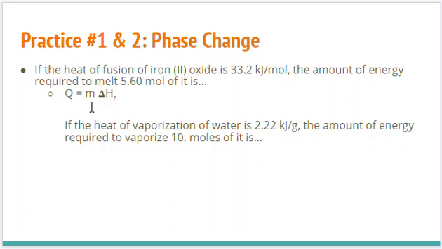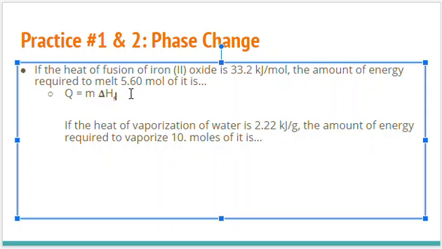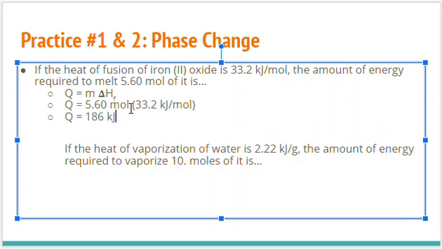So our equation, Q equals m delta H f. Q is the heat, or that energy. m is the amount of the substance. This is where your units have to agree with the unit that you've been given. So we've been given 33.2 kilojoules per mole, and the amount of energy required to melt 5.6 moles of it is needed. Because mole and mole will cancel out, we can use this problem as is. So now we just plug in the things that we need to know. Q equals 5.6 moles times 33.2 kilojoules per mole, and Q equals 186 kilojoules.